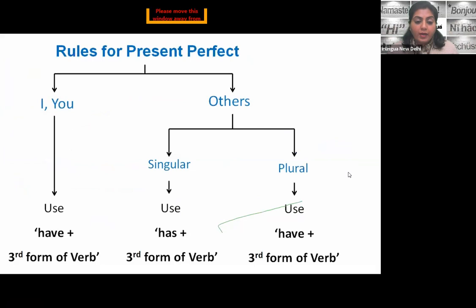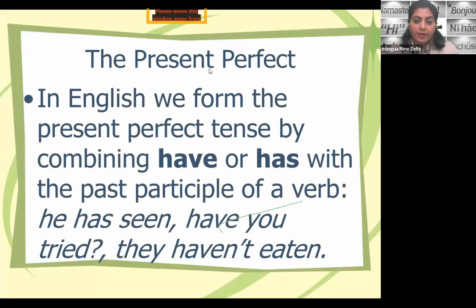Okay, let's look at more examples. For I and you, you need to put have. For he and she or it, you need to put has. For plurals like you all, we need to again put have. This will be more clear as we do the sentences. All right. Now in English, we form the present perfect tense by combining have or has with the past tense or the past participle. That is the third form of the verb. So you combine the have or has with the third form, and what you get is the present perfect.